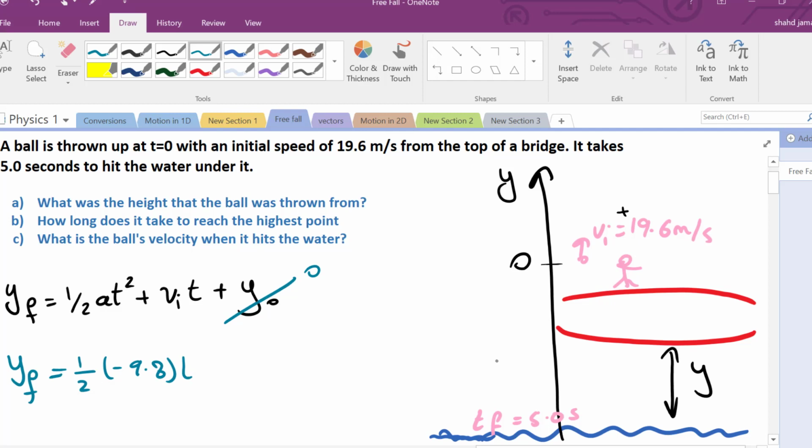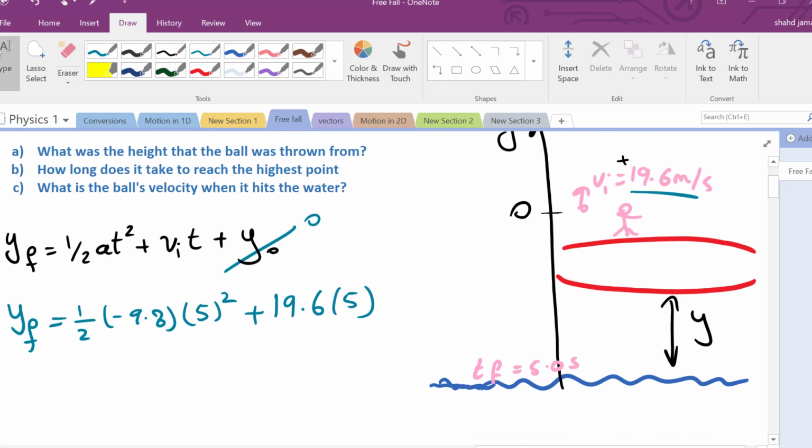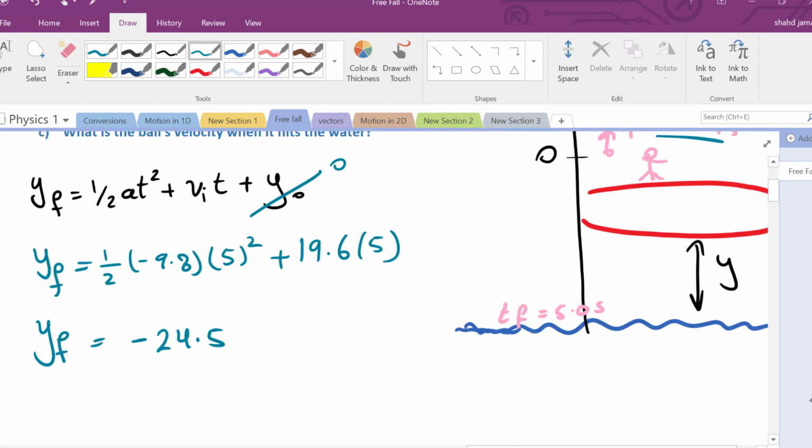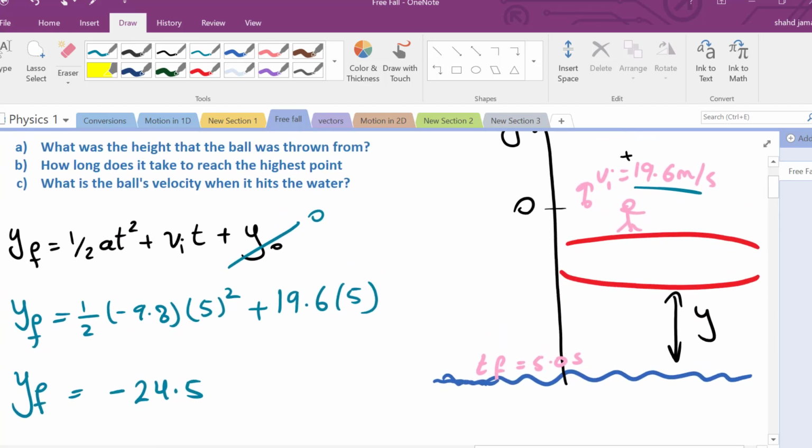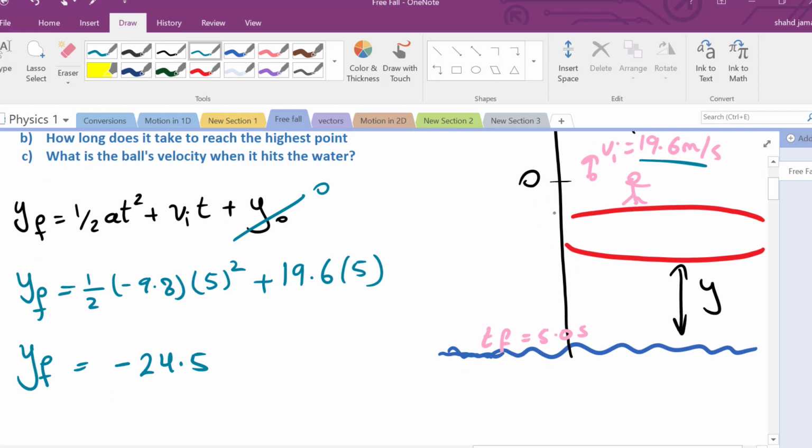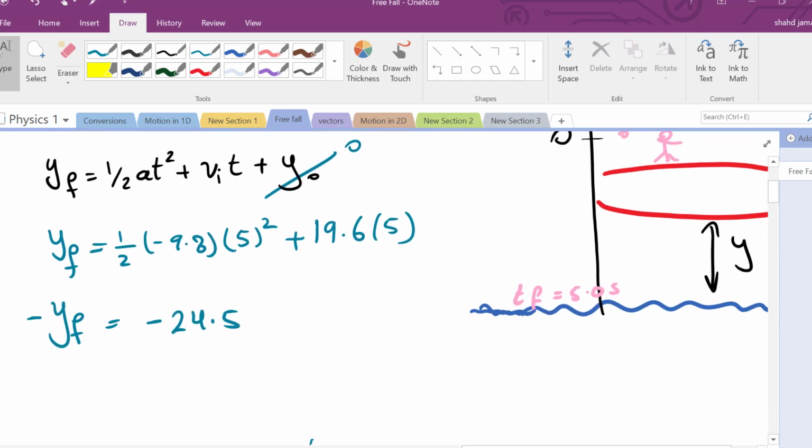My time was mentioned in the question, which is 5 seconds. So I'm going to substitute t with 5 squared, plus v initial, which was also given, and it is positive because it's upwards. Had it been downwards, it would have been a negative velocity. 19.6 times the time once again, which is 5. After that, you simply substitute in your calculator. You will notice that you're going to get a negative value, and that's because my axis is pointing upwards, so everything I'm calculating here is below 0. So this is your negative y final. Basically, your y final is just the positive form of this value, which is 24.5 meters.